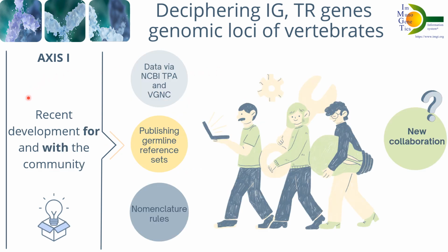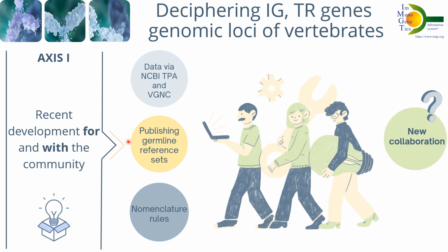And I will go ahead and conclude the first axis of R&D within IMGT by providing some recent developments with the community within this axis. So basically, IMGT data are accessible via NCBI TPA, third-party annotation, and recently there is a collaboration with VGNC for the annotation of the Labrador dog IG Kappa, that will be available via VGNC.